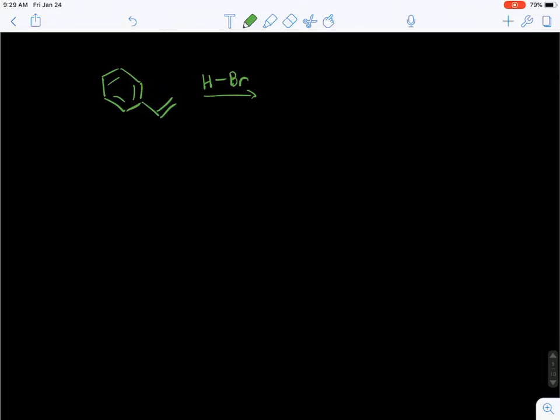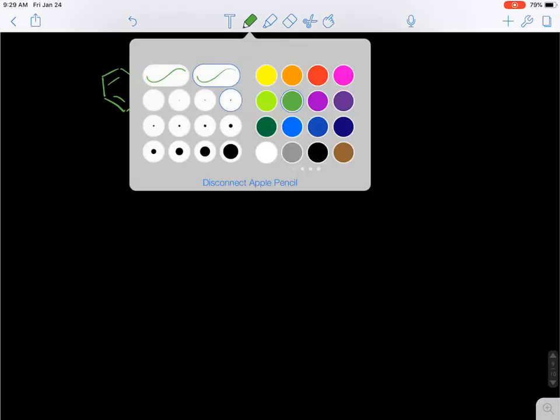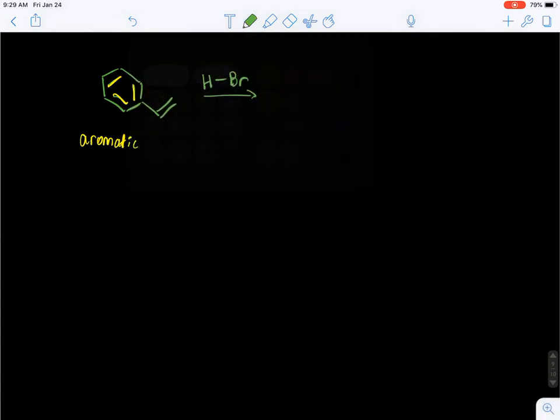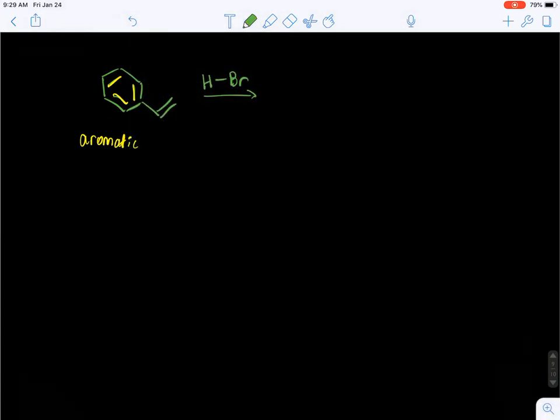In this chemical reaction, we have an alkene, and we also have an aromatic functional group. Aromatic functional groups do not react with simple things like hydrogen bromide, so we don't want to touch that. Now what we want to do is again use Markovnikov's rule to place the hydrogen on the less substituted carbon and the bromine on the more substituted carbon.